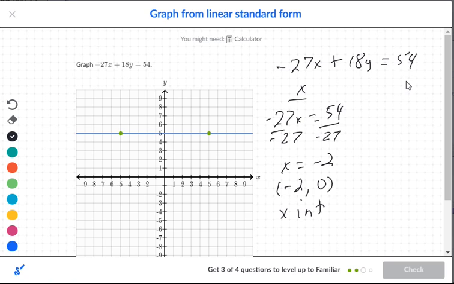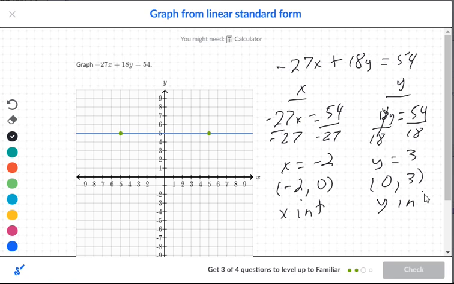And it's the x-intercept. Now for the y, I'm going to say 18y is equal to 54. Divide this by 18, cross this out. So y is equal to 3. So the x is 0, the y is 3, and this is the y-intercept. So now we're ready to graph. Actually that's wrong, we got the negative 2. Negative 2 is the x.